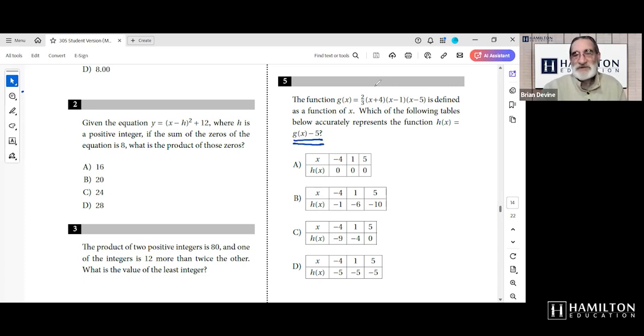Note something about g of x. If x equals negative 4, 1, or 5, then g of x equals 0. And all of the numbers for x in every one of the answers are the ones that make g of x equals 0. So 0 minus 5 is negative 5, which means that if I stick in any of those 3 numbers, I'm going to get out negative 5. So D is the correct answer.